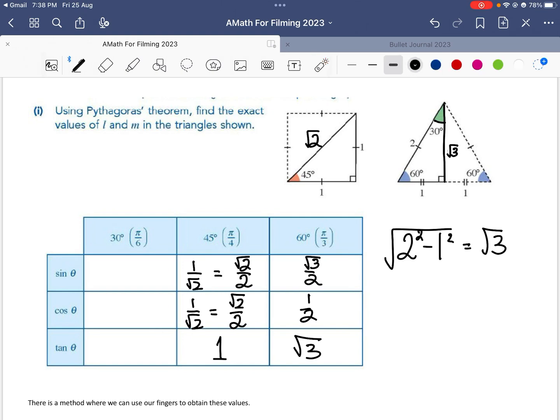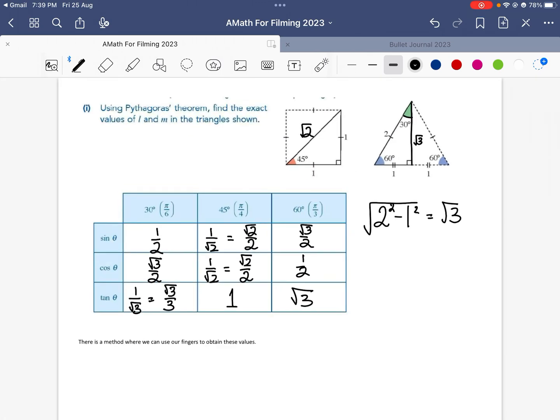Sine of 30 degrees, opposite over hypotenuse, will give me half. Cosine of 30 degrees, adjacent over hypotenuse, will give me square root 3 over 2. And tangent of 30 degrees is opposite over adjacent, which is 1 over square root 3. If I rationalize the denominator by multiplying both the numerator and denominator by root 3, I'll get square root 3 over 3. Just like that.